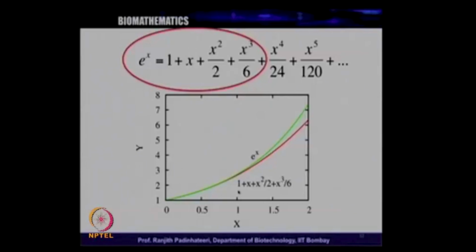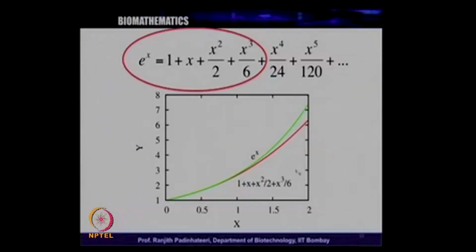As you can see here, below 1 pretty much almost all the places they match. The function e power x and this 1 plus x square by 2 plus x cube by 6 match with each other close to 0, and above 0.5 also they match, but very close around 1 they start diverging, and e power x goes faster than the sum of this quadratic, cubic plus linear functions.